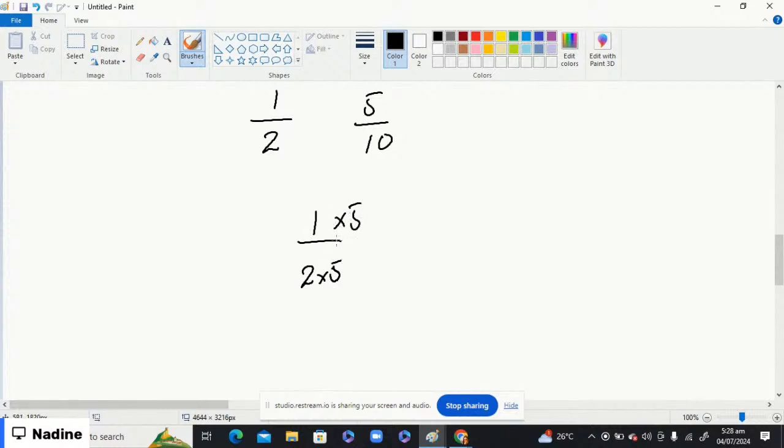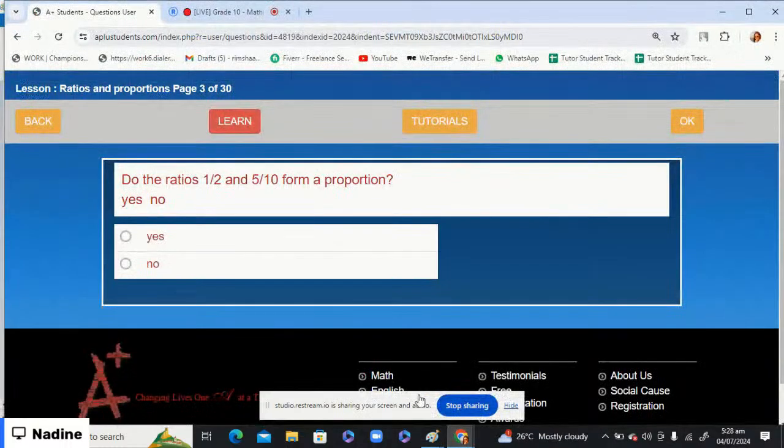Multiply both the numbers by 5, because in this way we're going to put 10 here. 2 times 5 is 10. 1 times 5 is 5. Yes. So when we compare the common denominators, we get the same answers. So it's yes. Okay.